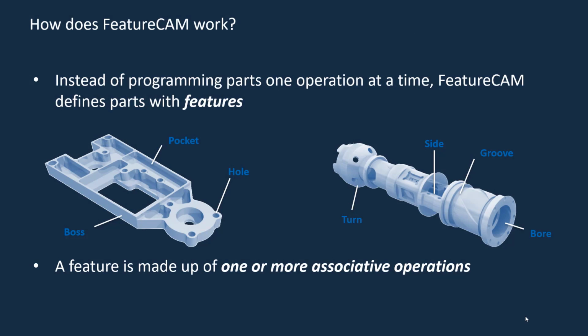Since FeatureCAM is a feature-based CAM system, it automatically applies operations to the defined features on my part. For example, if there was a hole feature, FeatureCAM would detect that hole and apply a center drill operation, a drilling operation, a chamfer operation, and maybe a ream or a tapping cycle. This makes for very fast programming and generation of NC code.